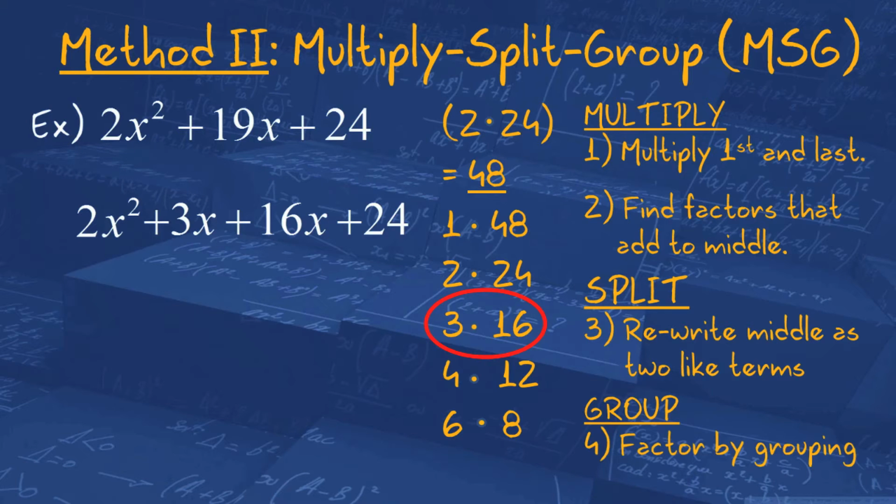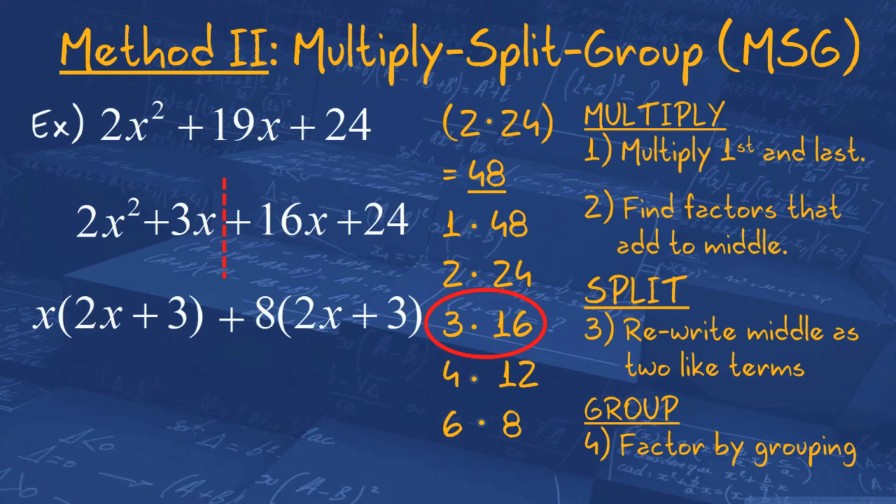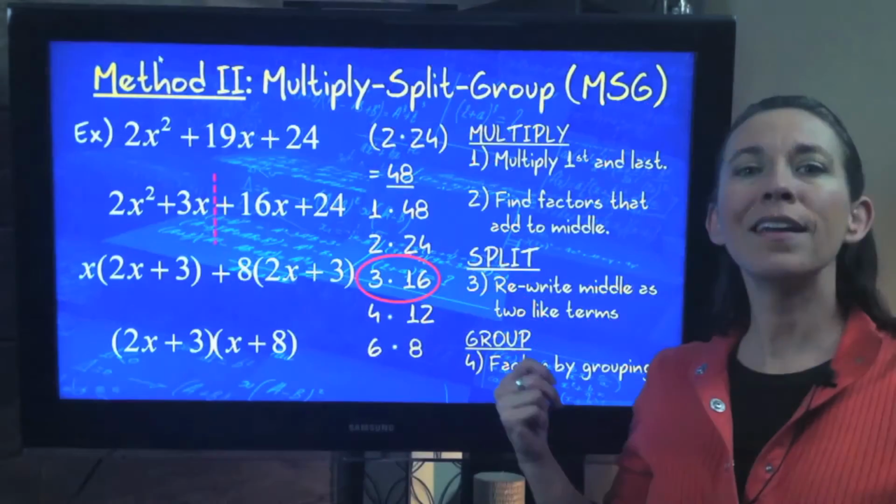We have 4 terms, so now we're going to factor using grouping. So let's go ahead and split down the middle. We're going to factor out a GCF of x from the first 2. We're going to factor out a GCF of a positive 8 from the second 2. Notice our 2 binomials are alike, the 2x plus 3. So let's factor out the 2x plus 3, and that leaves us with the x plus 8.